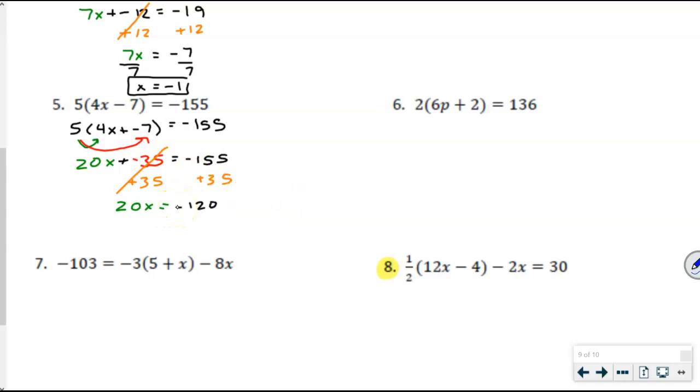So then I divide each side by 20 to get x all by itself. And I get, check your answer, x is equal to -6.